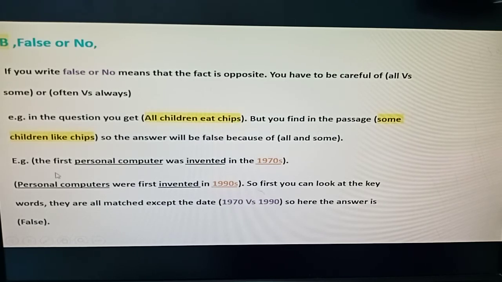Example also, the first personal computer was invented in the 1970s, and in the passage you find personal computers were first invented in the 1990s. So first you can look at the keywords, they're all matched except the date, 1970 and 1990. So here also the answer is false because they are opposite.